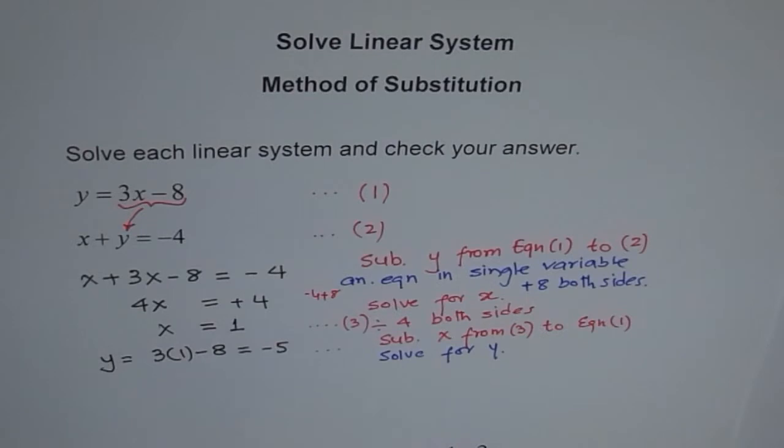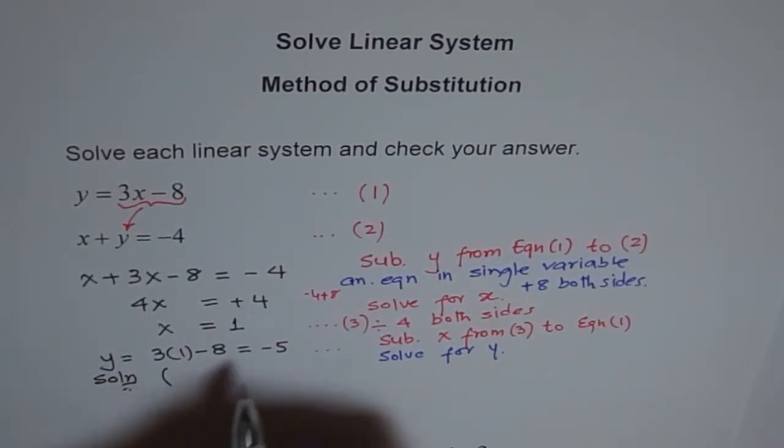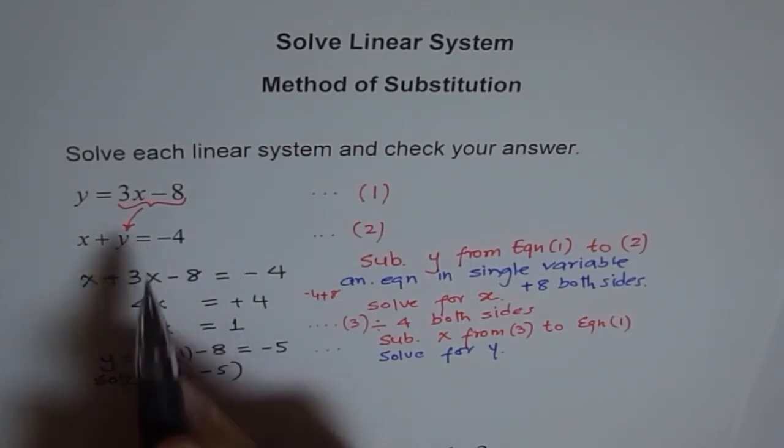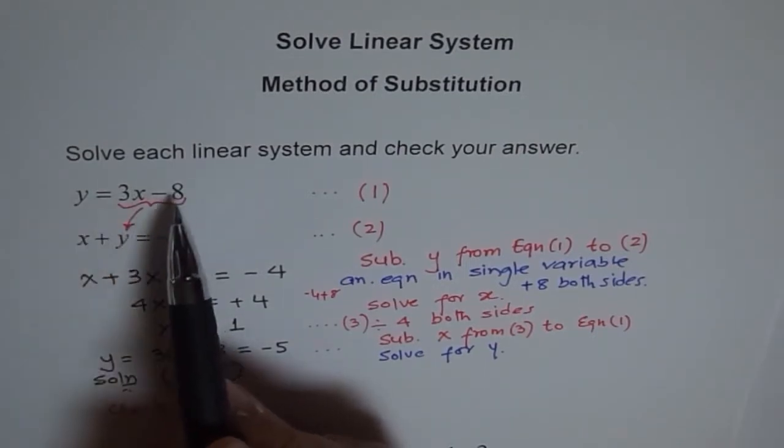Now therefore, the solution is x value you should write first, 1, minus 5. So this is the solution of our linear system. Okay, so we have done the first part of getting the solution. Now the second part is to check the solution. How will you check the solution? To check the solution, we should substitute the value back and see.